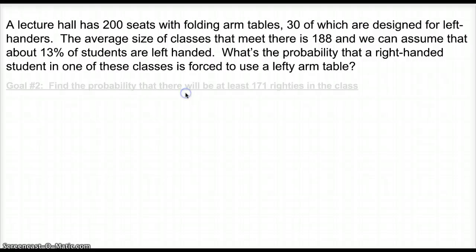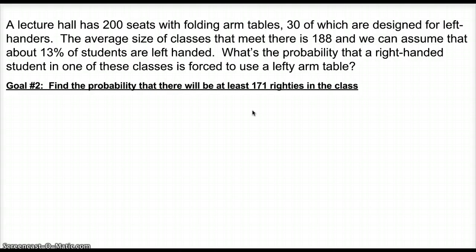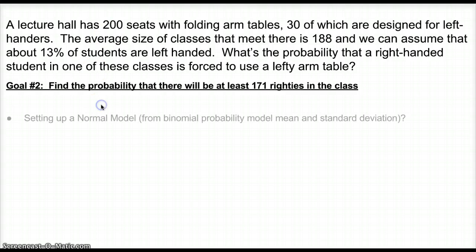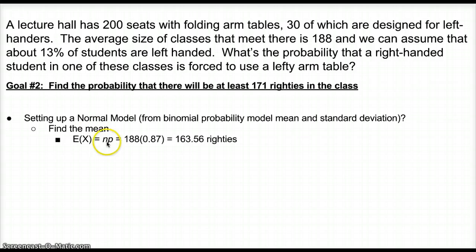Now what we have to do is find out, same question, the probability that there will be at least 171 righties in the class. Because if that number changes, then our other numbers will change. So we have to find out the probability of this also. Okay, so setting up a normal model from the binomial probability model and the mean and standard deviation. So we need to use our formulas. The expected value on the binomial is n times p, where n is the number of trials and p is the probability. So to find the mean is n times p.